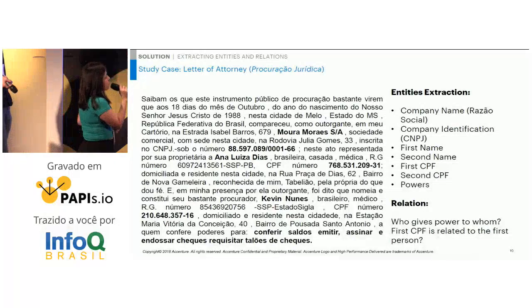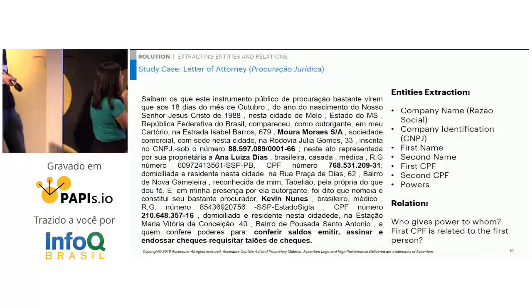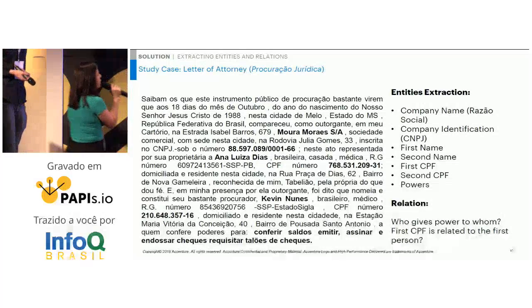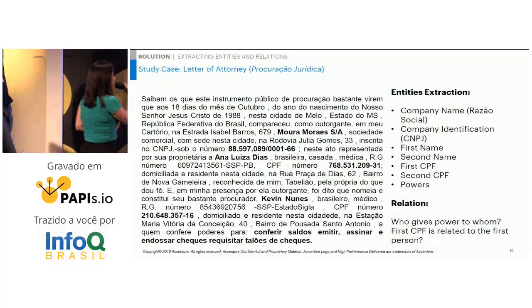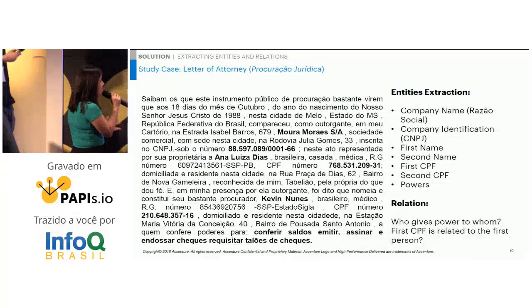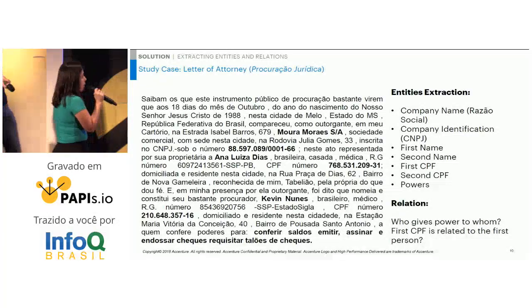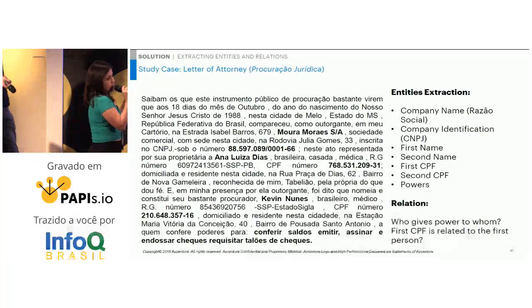So we have this, and we can see that this is a procuração jurídica. It's for a company. So we have to identify who is the company, where is the CNPJ from the company. We identify 2 names in this document, and we identify 2 CPFs. But at this point, we don't know exactly who is giving power to another. And if the first CPF is the first person, or the second CPF is the second person, we don't know.